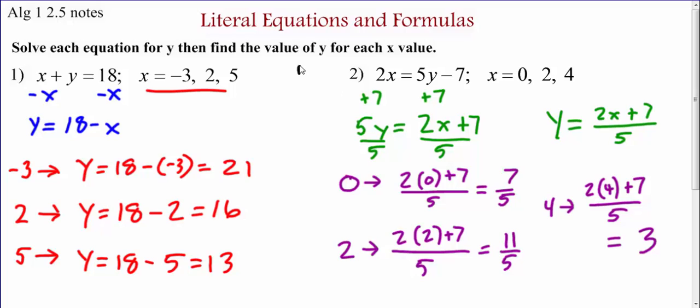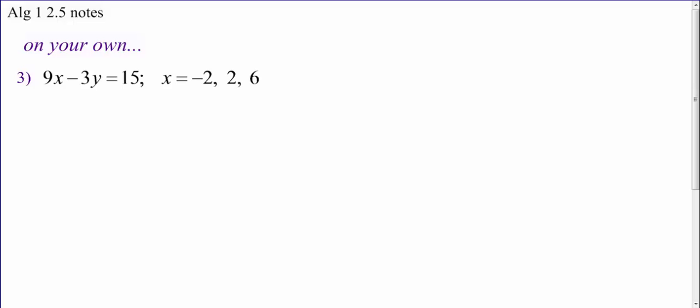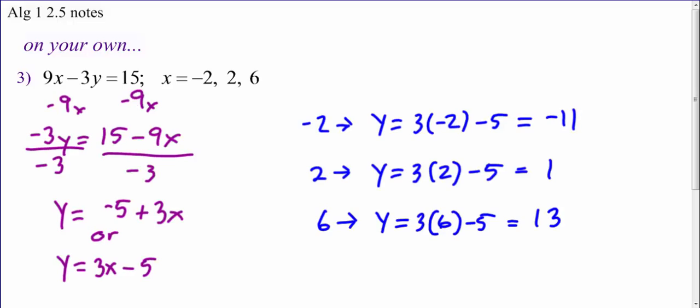All right, so what we're actually doing here is solving these equations as if they're literal equations, and we'll look at that definition in a little more depth in a moment. This is a nice way if we have to plug in multiple values. You solve first, and then you can work from there. All right, pause the video, do number 3 on your own, and then compare your answers to mine.